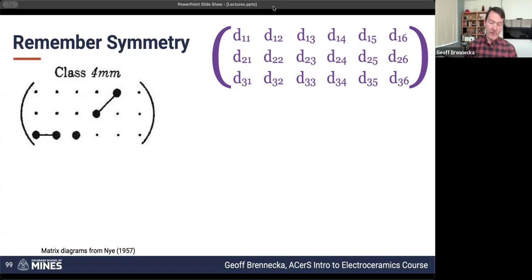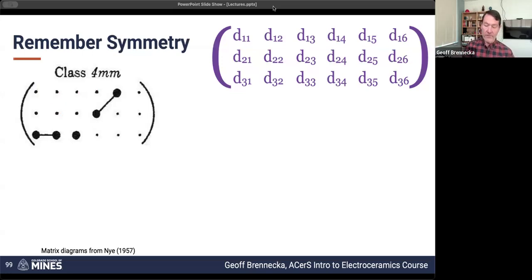So as one example, this 4mm is a common tetragonal point group. All of these little dots are 0. The coefficients are 0 in those positions. So this would be D11, and this would be D22. Those are 0 for the 4mm point group because they end up canceling out because of the symmetry of the crystal.